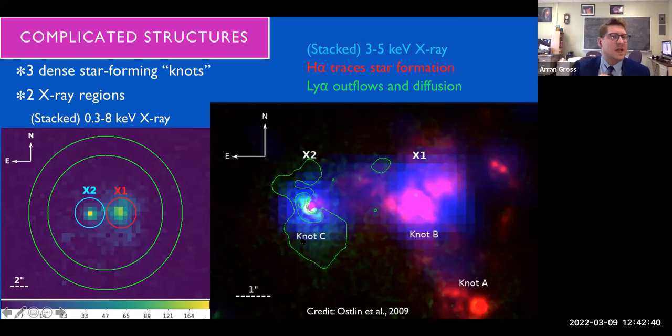Knot C, which was, at first glance, unremarkable, is actually the most interesting portion of this galaxy, where we have an X-ray source, we have some star formation happening, but we also have a localized source of Lyman alpha outflows in what almost looks like biconical. So these 2 regions, X1 and X2, for ease of color coding it, I'm going to call X1 the red in the rest of these plots, and X2 I'll color code with blue. And in our stacked X-ray image, we can see that X2 is a lot more compact.